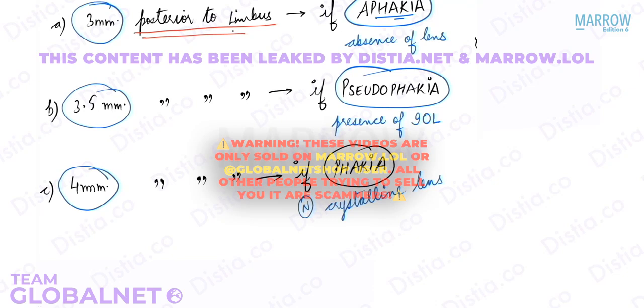Limbus will be used as a landmark. This is very easy guys. If you understand, anybody can give it. If you are an intern, you can give it. All you need to know is the theory guys. Okay. So theory is obviously important to be able to practice the clinicals.